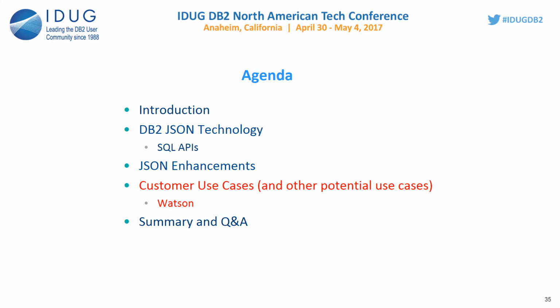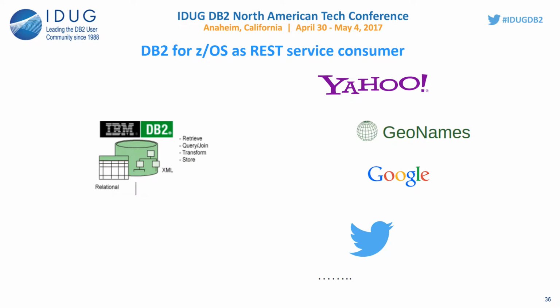The first use case is allowing Db2 to be a REST service consumer. Since we delivered the Db2 REST service at the end of last year, has anyone heard about the REST service that Db2 provides? Okay, so it's still new. That allows Db2 to act as a REST service provider. What I'm trying to say is that here you can use Db2 as a REST service consumer. With both, basically you have the big picture: you can be a provider and a consumer.